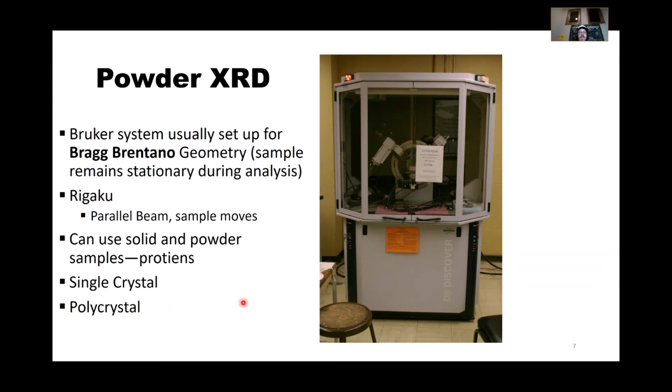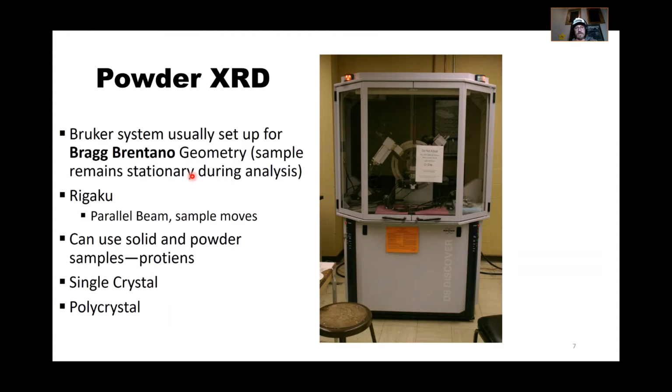Powder X-ray diffraction. I talked about different geometries of XRD instrumentation. This is a Bruker D8 Discover. It's the unit we have in metallurgy. We also have a Rigaku. This Bruker system is usually set up for what's called Bragg-Brentano geometry, and the sample remains stationary during analysis. Parallel beam is what the Rigaku is set up as, and the sample moves during the analysis.